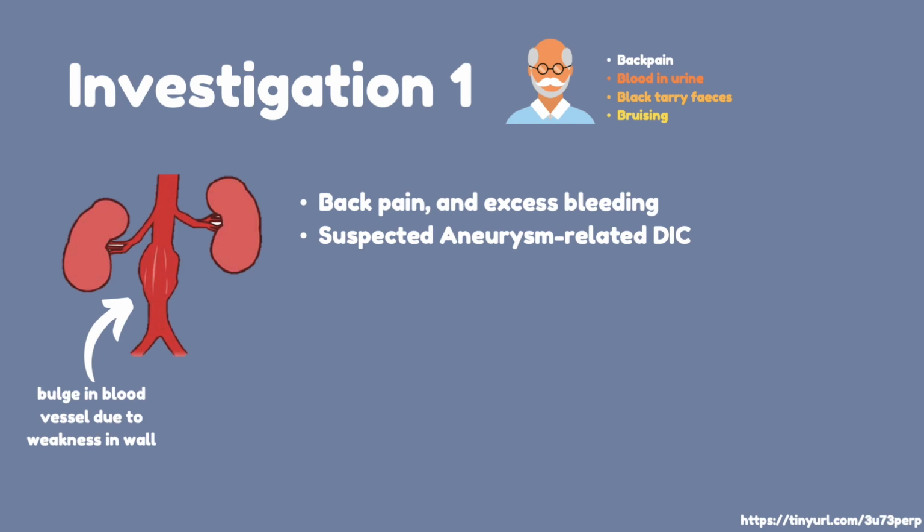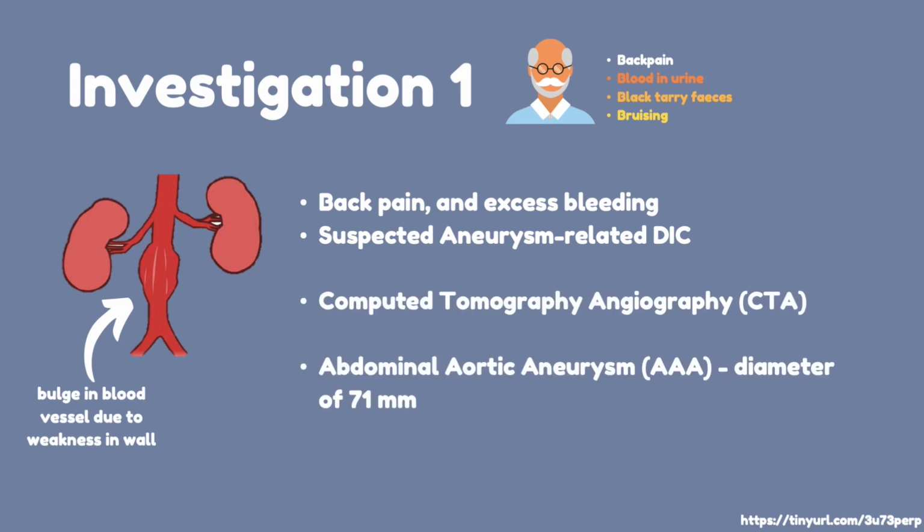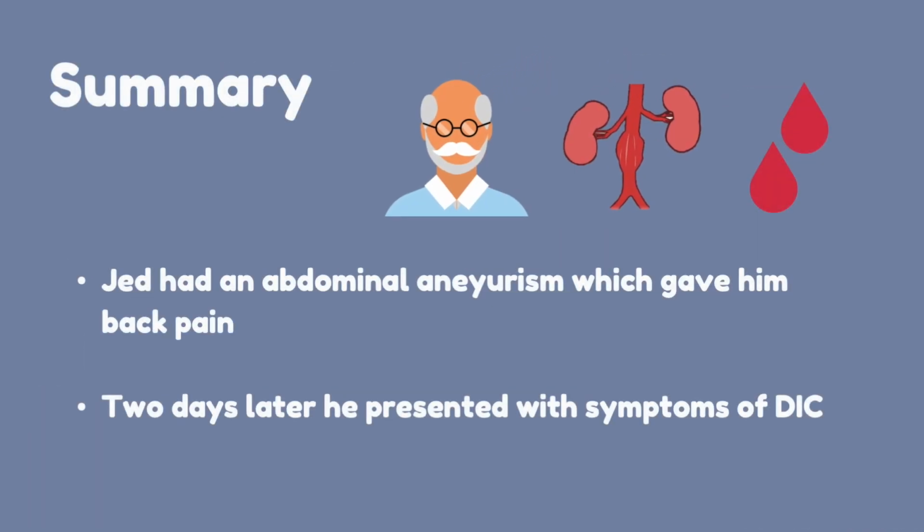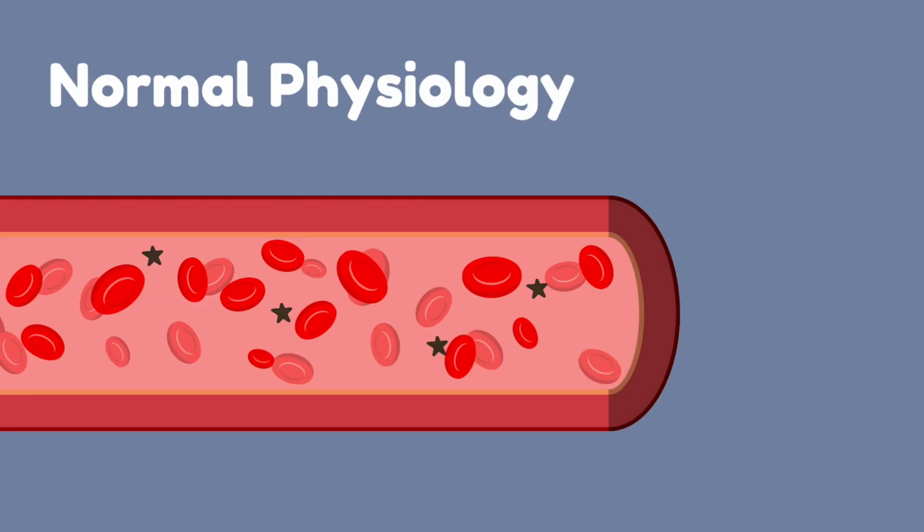An aneurysm is a bulge in a blood vessel due to a weakness in the wall. A CTA was performed and they found the abdominal aortic aneurysm, or AAA, of 71 mm. To summarise, Jed had a bulge in his aorta causing back pain, then 2 days later presented with symptoms of DIC. To understand DIC, it will help to quickly recap normal physiology.